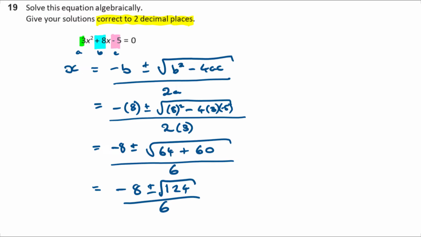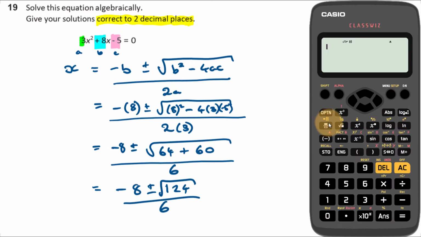Okay, now at this point I can sub it into the calculator and work out my 2 values. So carefully typing into the calculator, I'm going to use the fraction button, negative 8 plus the root of 124 to start with, divide by 6. Okay, it's told me it's pretty much the same thing, 0.52 to 2 decimal places. So x equals 0.52.